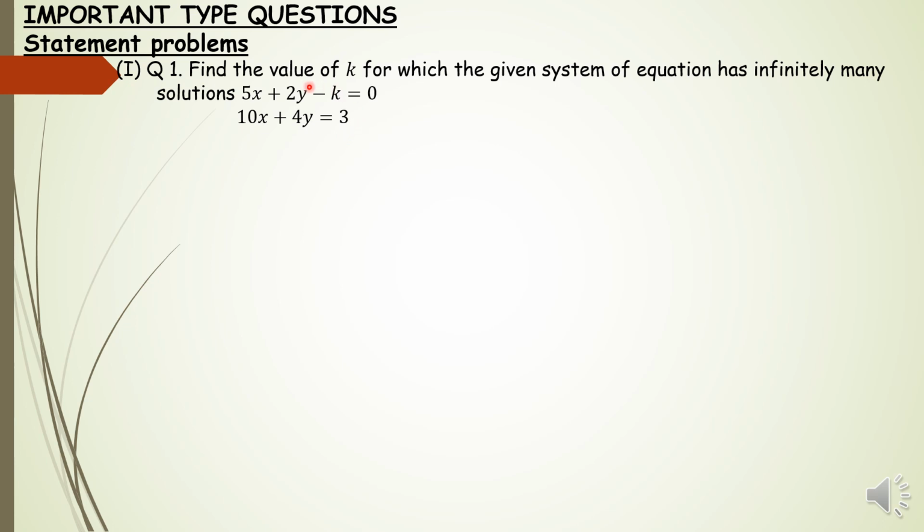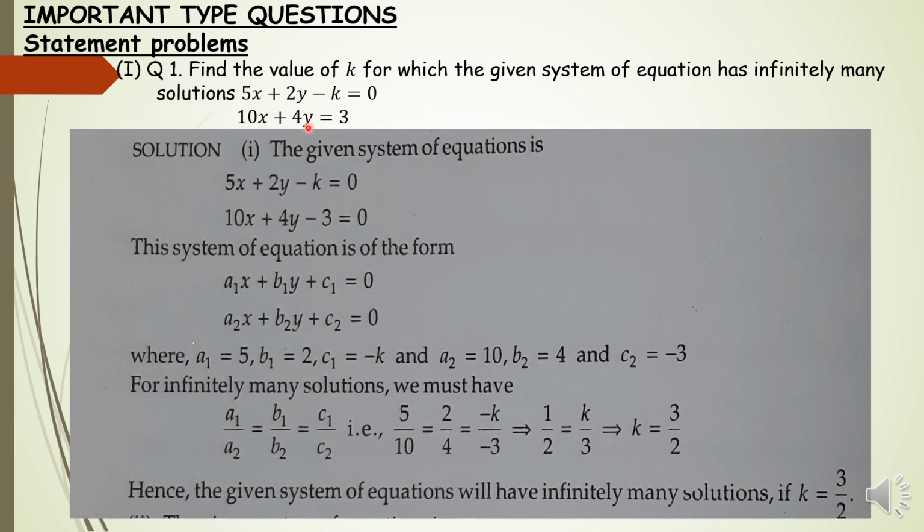Look at the second equation. It is not in the general form. So what is the general form? Just recall it. Ax plus by plus c is equal to 0. So you transpose this 3 to the left hand side. Now the equation becomes 10x plus 4y minus 3 equal to 0. So we can have a look for the solution.